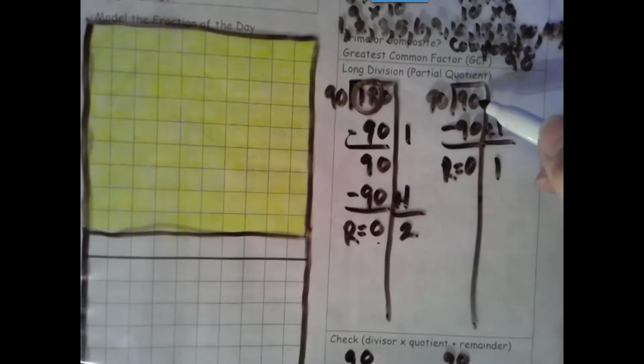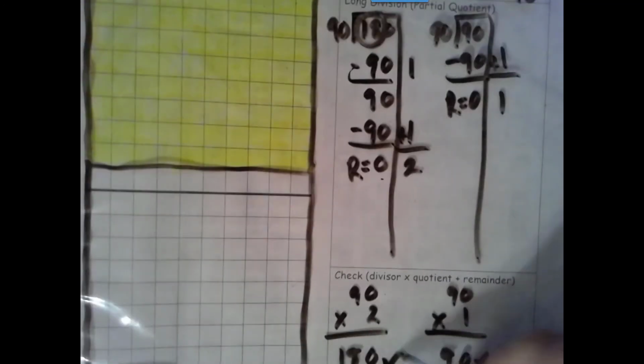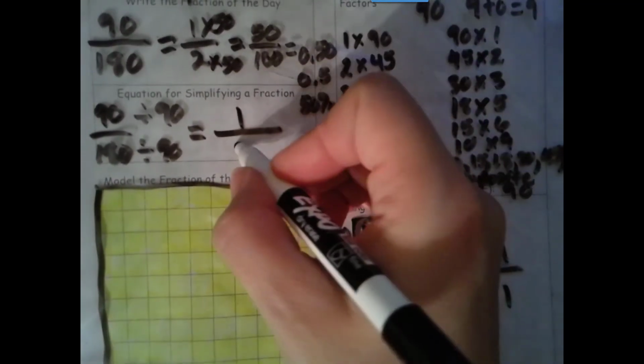90, that matches our dividend, so that checks. 180, that matches our dividend, so that checks. That means our numerator is definitely 1, and our denominator is definitely 2.